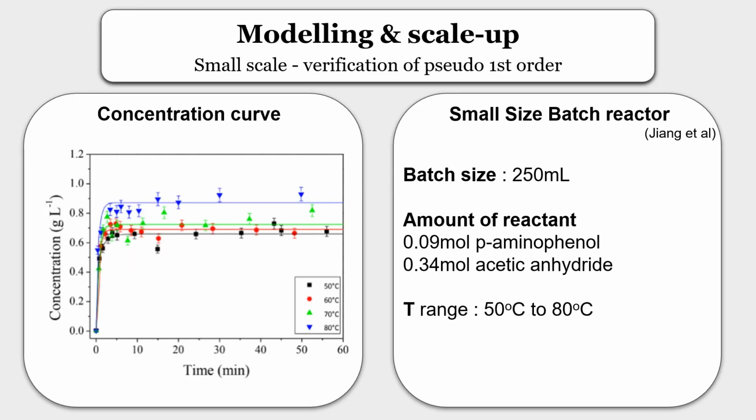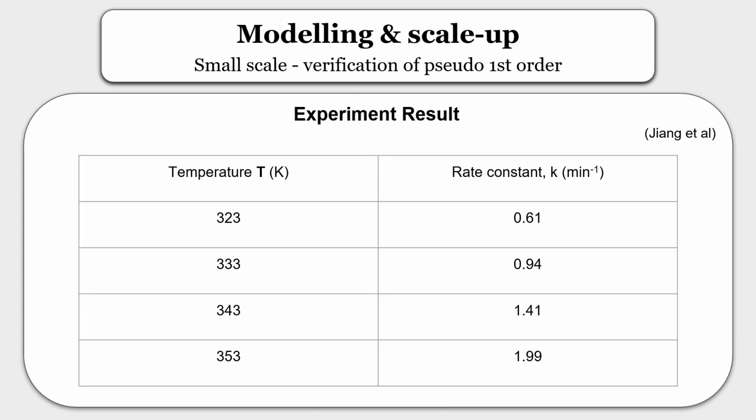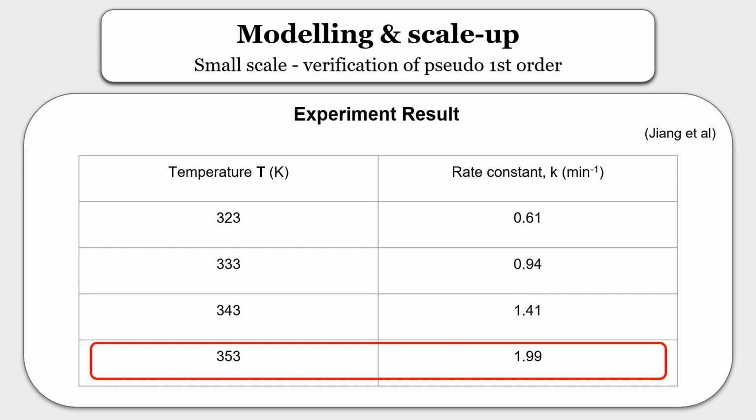This is a concentration versus time graph from Jiang's experiment. They used a 250 ml batch, and the amount of reactant is 0.09 mole p-aminophenol and 0.34 mole acetic anhydride. The experiment was conducted at different temperatures, and the results of the rate constant are shown in the table here. And we will use a K value of 1.99 per minute at 353 Kelvin.